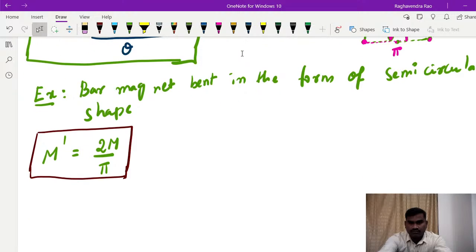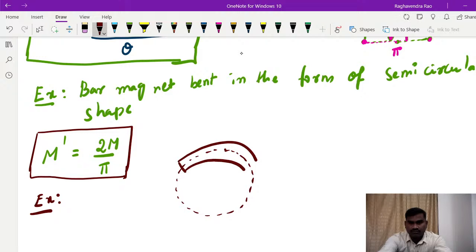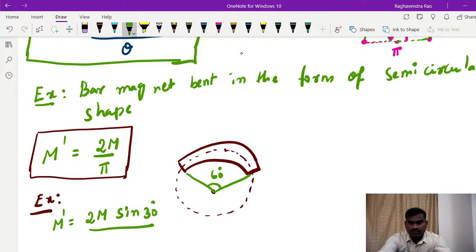Like that, whatever may be the angle. Now another example: if a bar magnet is bent in the form of an arc of a circle which makes an angle of 60 degrees at the center, then m dash is equal to 2m sin 60 by 2, that is sin 30, by theta. 60 degrees means pi is 180 degrees, so this is pi by 3 radian.